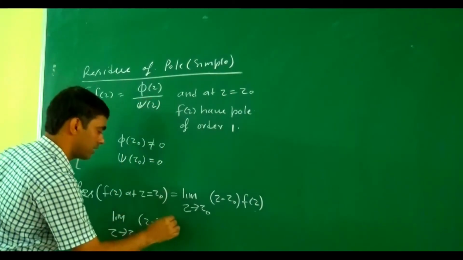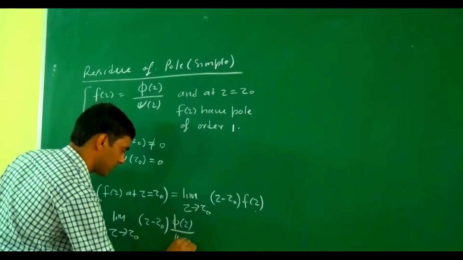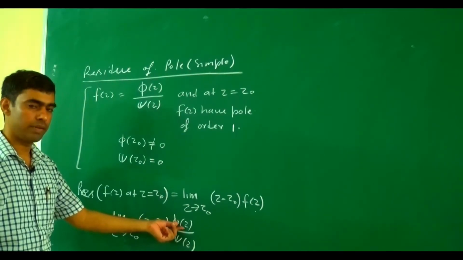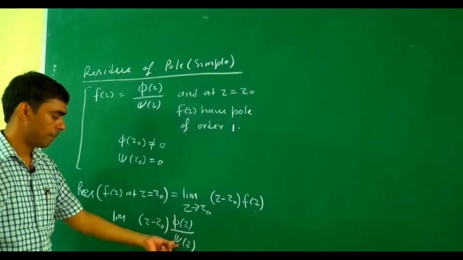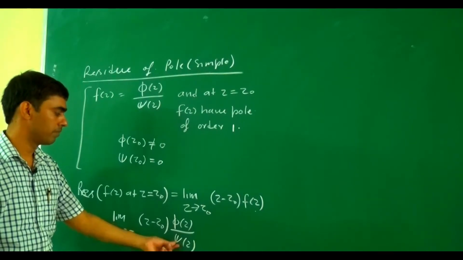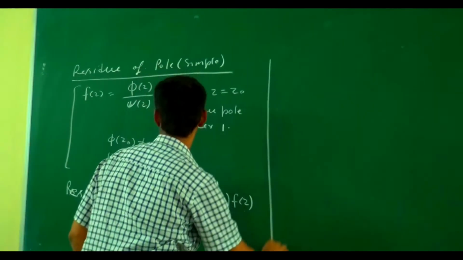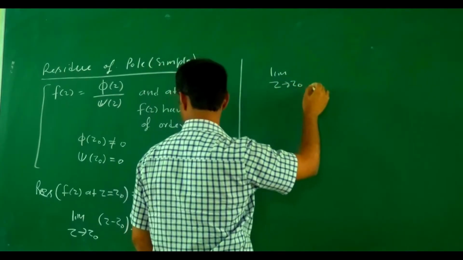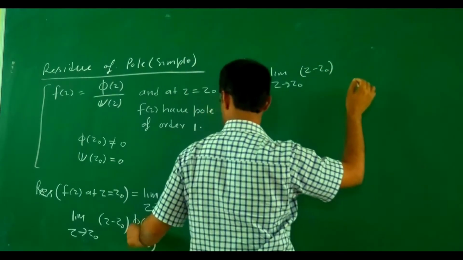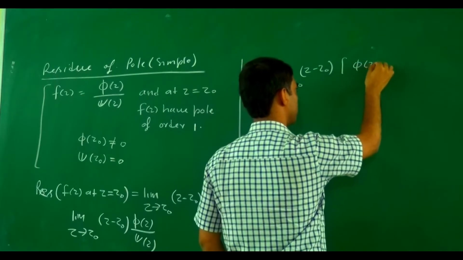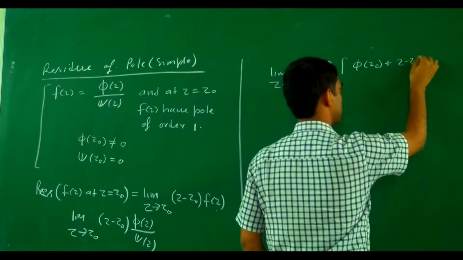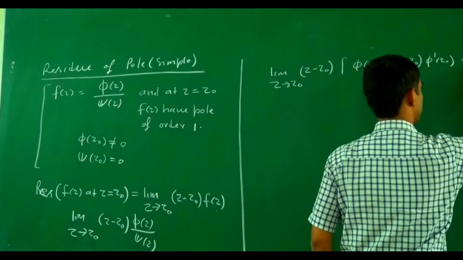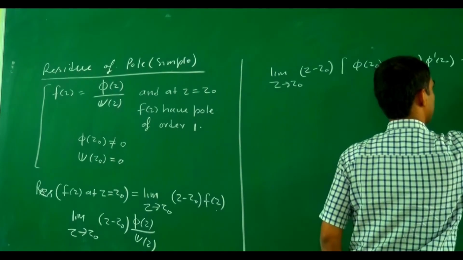f(z), which here is phi(z) divided by psi(z). Here we write the Taylor series expansion of phi(z), because phi(z) is an analytic function about z equals z0, and also the Taylor series expansion of psi(z), because psi(z) is also analytic. The expansion about z equals z0 is phi(z0) plus (z minus z0) phi dash(z0) plus (z minus z0) whole squared divided by factorial 2 phi double dash(z0), and so on.